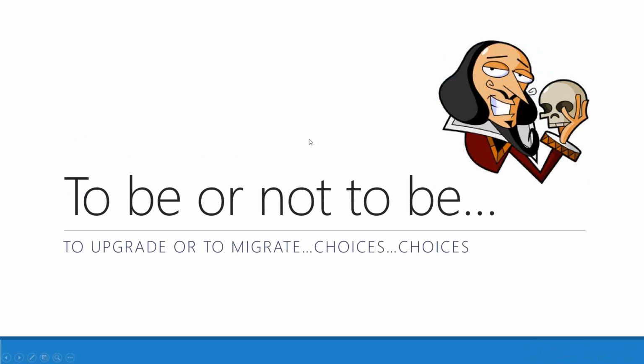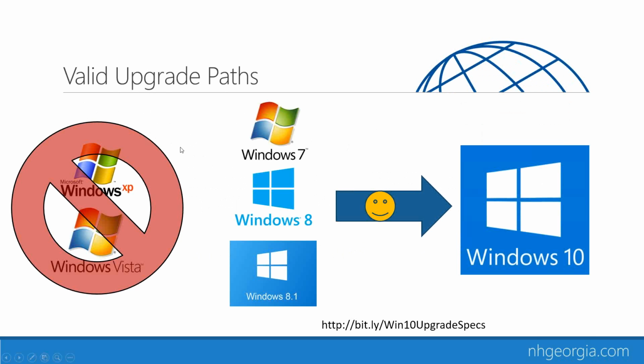Upgrade is not as easy as migrate. Well, I guess we could judge that on a scale. Upgrade is a little less easy than migrate. Migrate is going to let you do a lot of things. Valid upgrade paths for Windows 10.